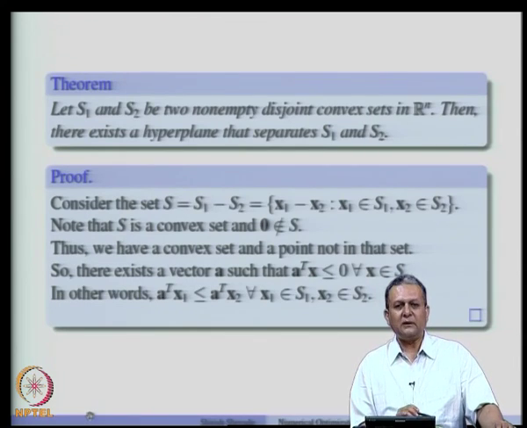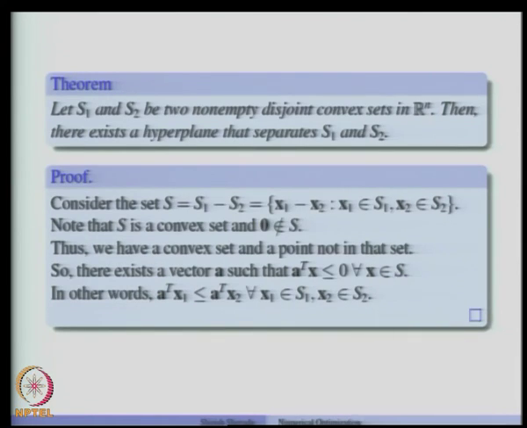So, this completes our discussion on convex sets, and as we will see in the next class, these convex sets will be used in defining what are called convex functions. Minimization of a convex function with respect to a convex set is called a convex programming problem, and that is very important in the optimization literature. So, we will study those things in the next class.